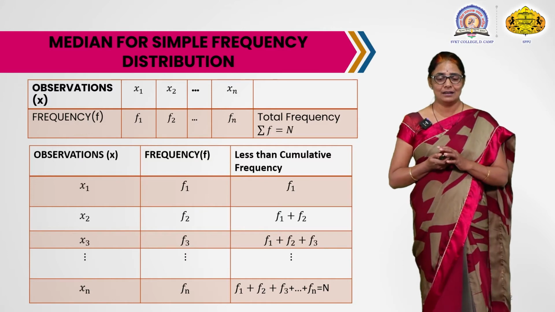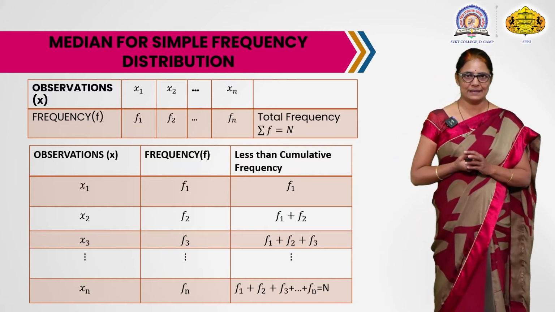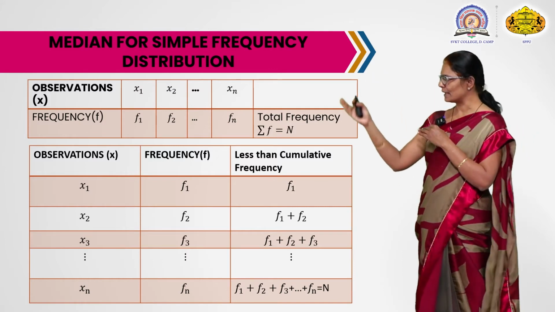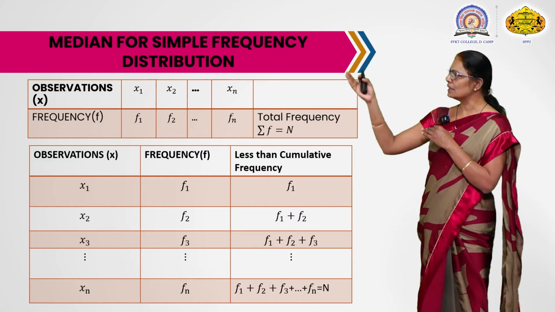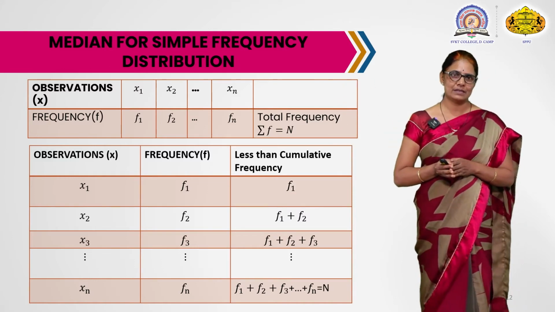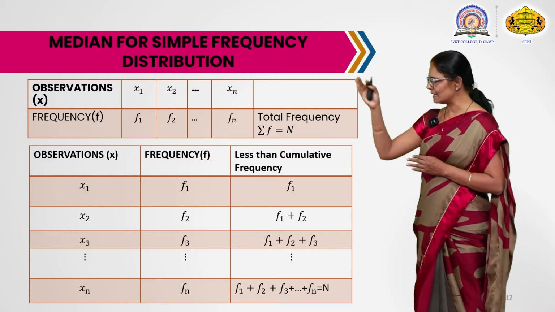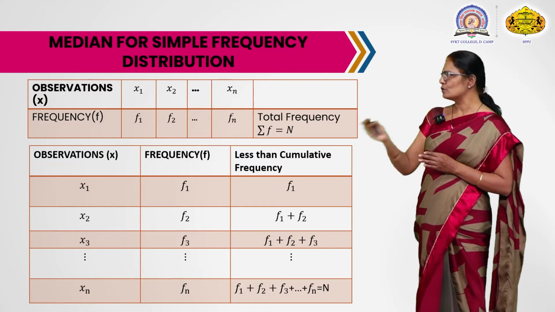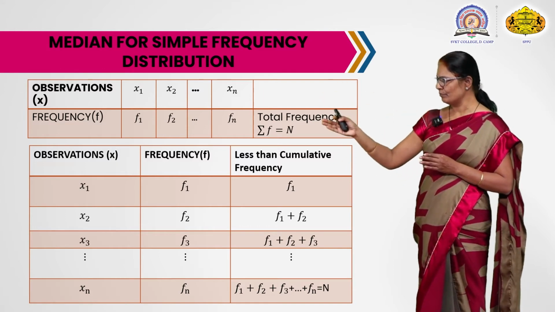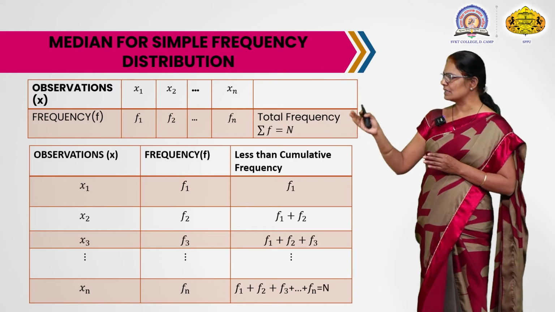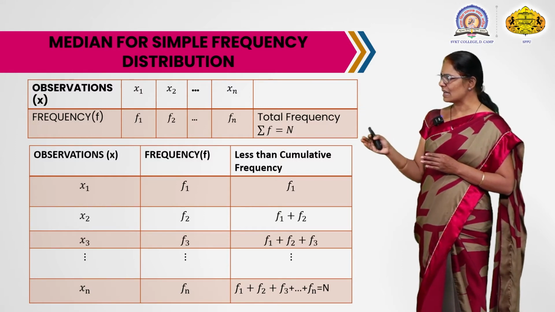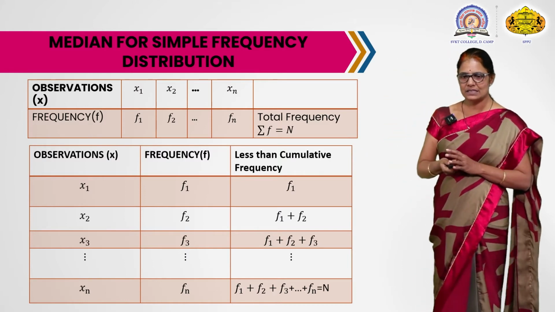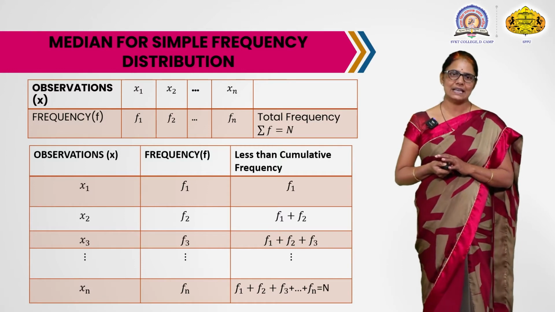For that, we first find the less than cumulative frequency. In the first column we write all the observations, in the second column we write their corresponding frequencies, then calculate the less than cumulative frequency. We know how to calculate the less than cumulative frequency. We add all the frequencies from top to bottom. So for the first class, f1 remains the same. For the second class the cumulative frequency is f1 plus f2. For the next class, f1 plus f2 plus f3, and continue in this way. The last one is the addition of all the frequencies, that is capital N.